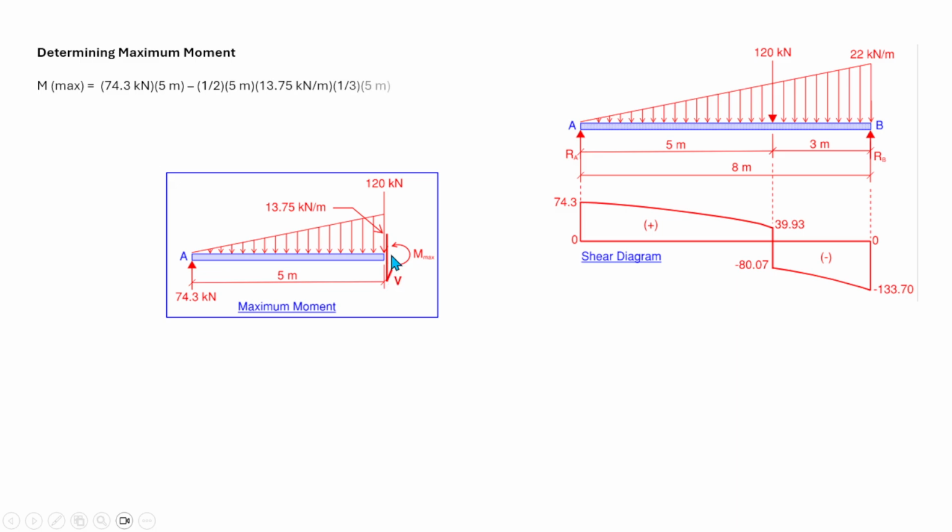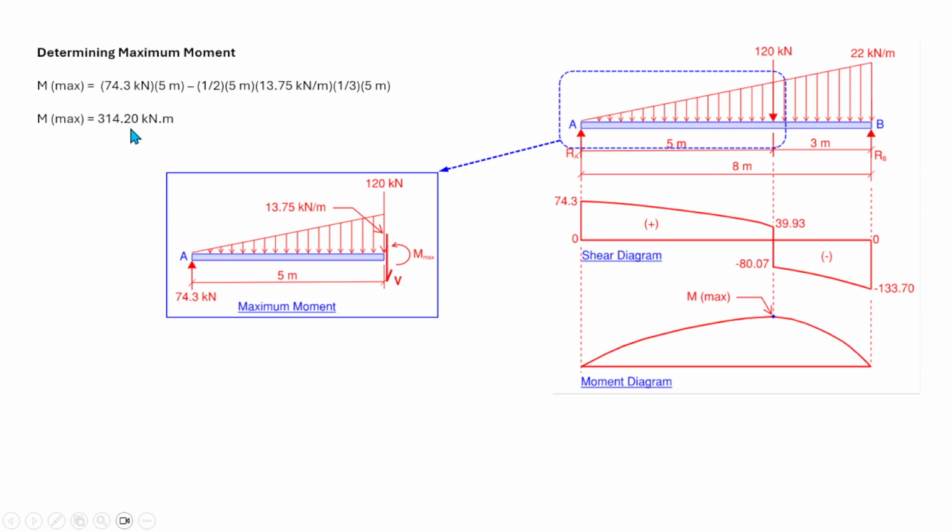To evaluate the maximum moment at this point, we just sum up moments, which is equal to 74.3 times 5 minus the triangular load, which is 1/2 times 5 meters times 13.75, times 1/3 of the span here, since that is the centroid of the load for the triangle. So that is our maximum moment. The maximum moment is equal to 314.2 kilonewton meter.